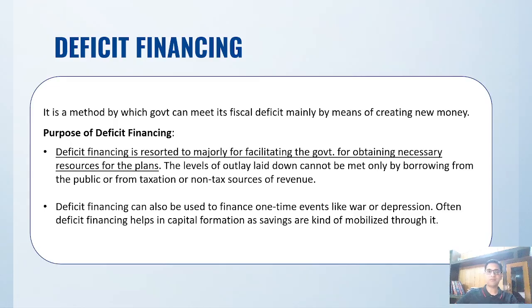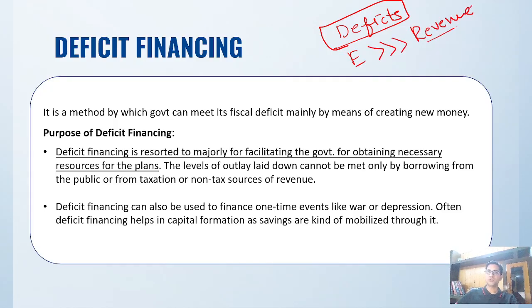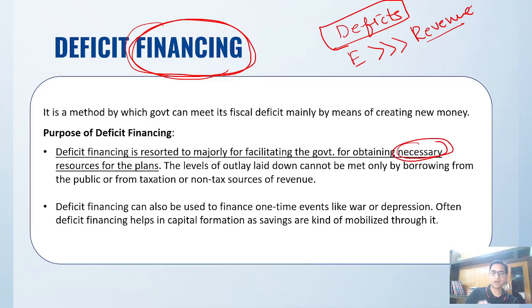Now, since we have deficit, obviously every time we have a deficit, our expenditures are more than our revenues, so we need financing for this deficit. The main purpose is to obtain necessary resources for the government, so that the government is able to invest that money into particular sectors. So you can borrow the money, you can take the money from the public, you can do taxation or non-tax sources, whatever it is.